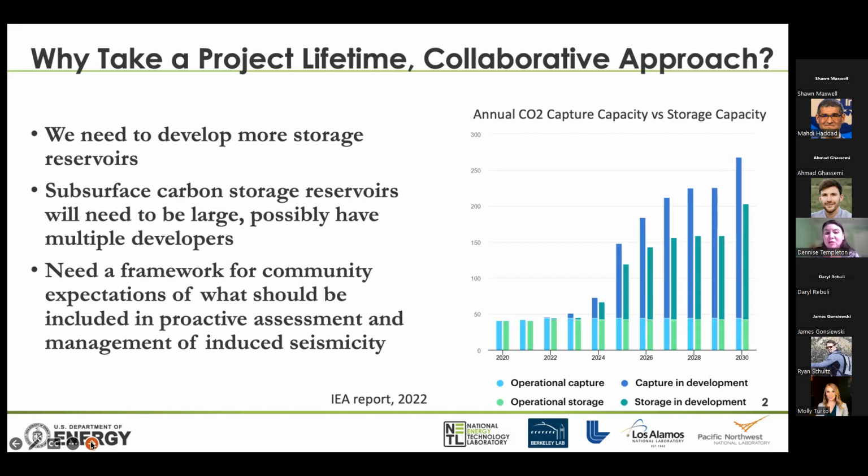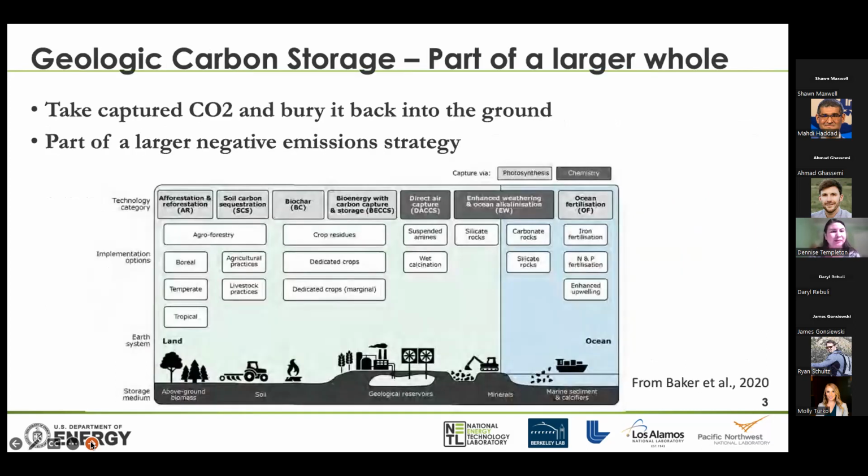And these subsurface reservoirs are going to have to be large and possibly have multiple developers in them. So can we proactively develop a framework that our whole community agrees on, what should be included in proactive assessments and management of induced seismicity? And just to reiterate, all of us here are interested in induced seismicity.